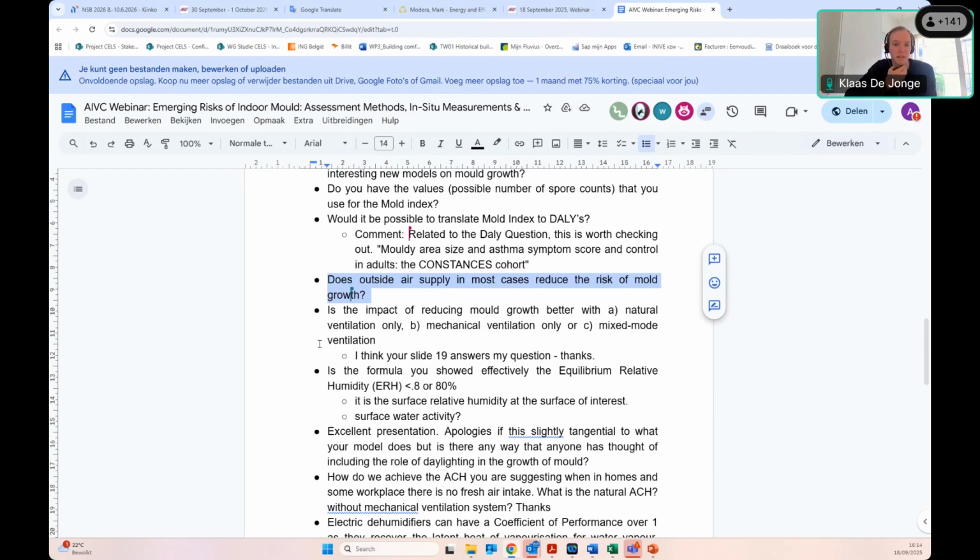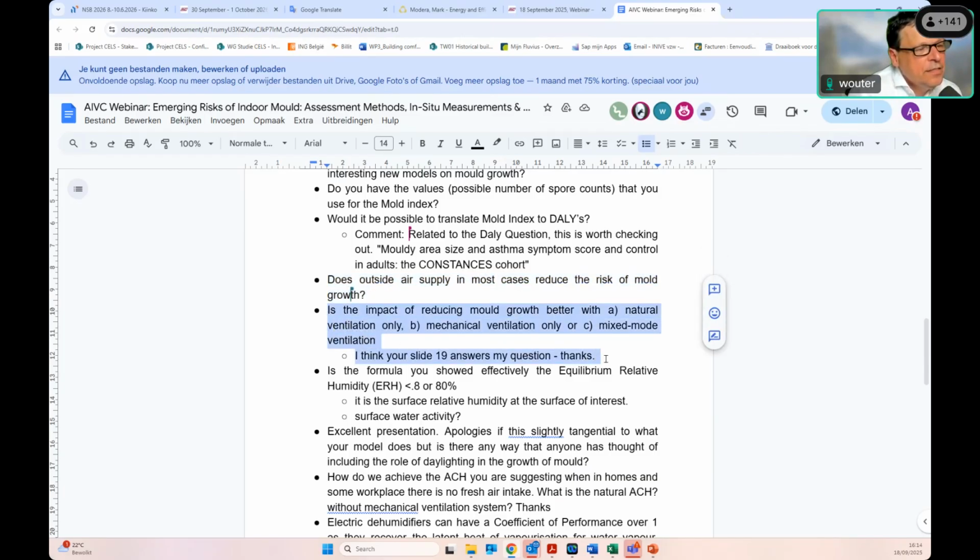Okay, thank you. And next question, is the impact on mold growth better with natural ventilation only, mechanical ventilation only, or mixed mode ventilation? Oh, I think your slide 19 answered that. Okay.